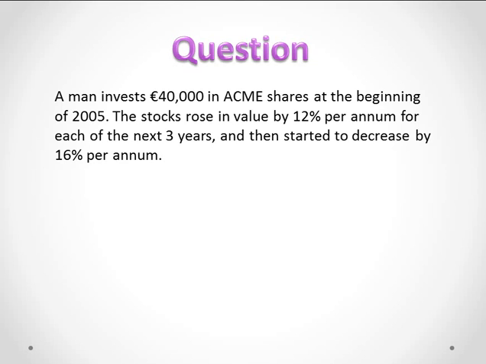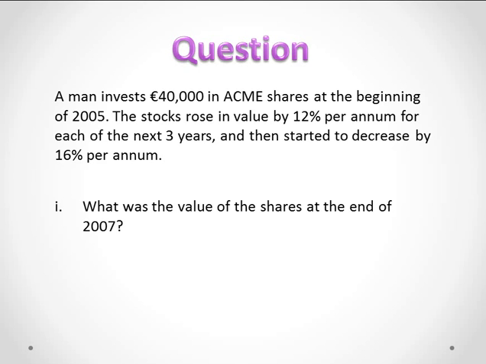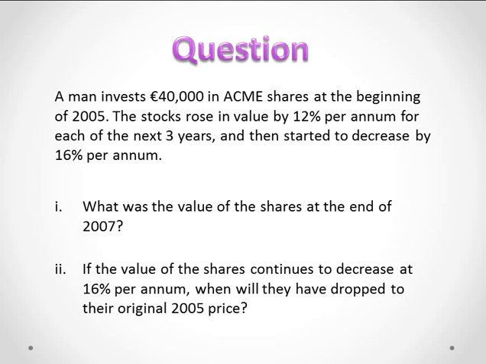Our question is, a man invests €40,000 in ACME shares at the beginning of 2005. The stocks rose by 12% per annum for each of the next 3 years, and then started to decrease by 16% per annum. Part 1 of the question: what was the value of the shares at the end of 2007? And Part 2: if the value of the shares continues to decrease at 16% per annum, when will they have dropped to their original 2005 price?